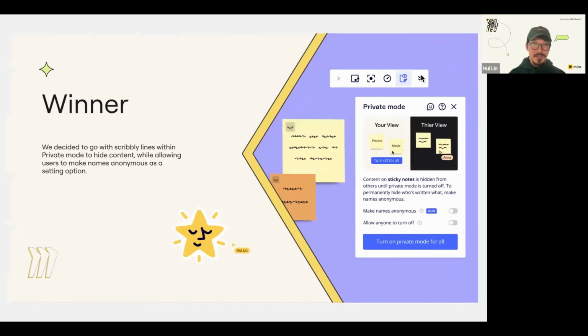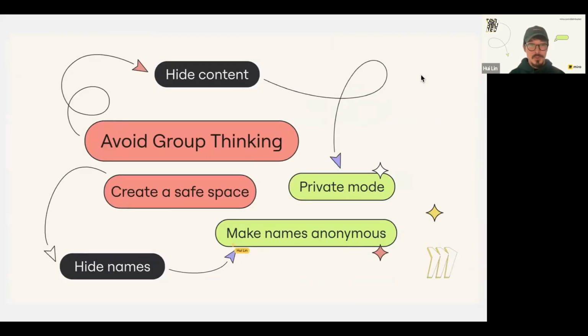And eventually, the winning concept is how we implement it right now. We decided to make it more of a collaborative app where the facilitator can take control to turn it on or off. At the same time, we decided to use scribbly lines on the sticky notes to indicate the hidden content. The reason we chose this solution is mainly because we were validating whether it solved the key user problems that we identified in the research from the beginning.